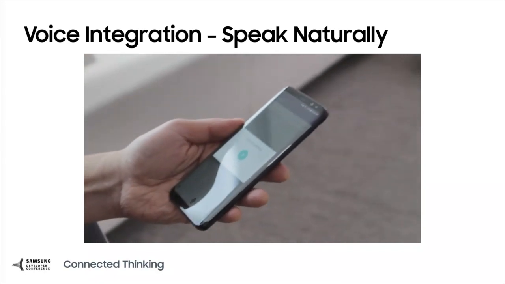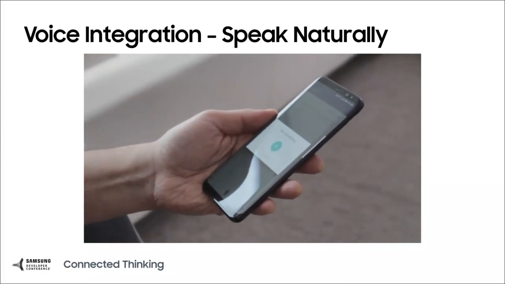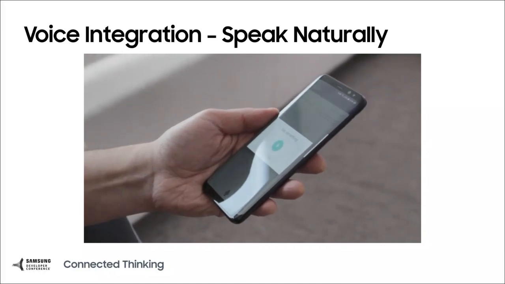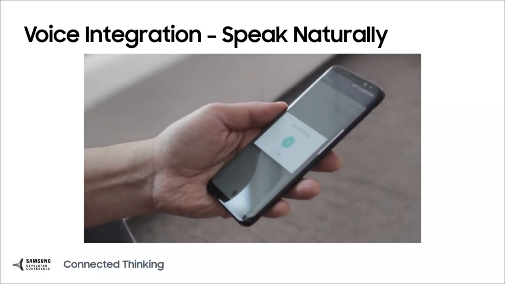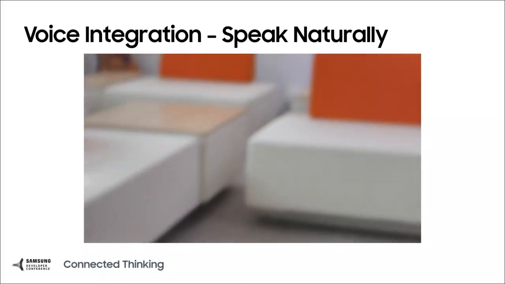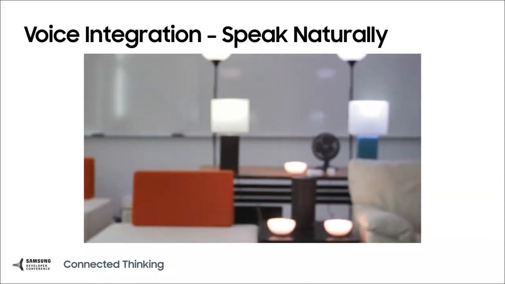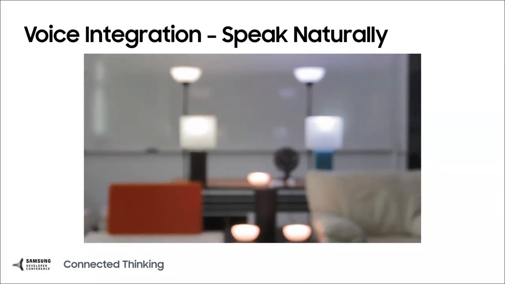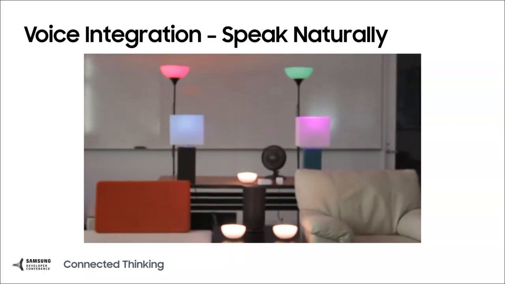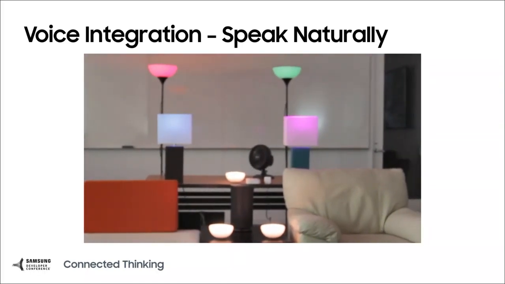Make the brown lamp blue, the torch red, the floor lamp green, the turquoise lamp purple, and turn on the fan. Five actions were sent to your devices.